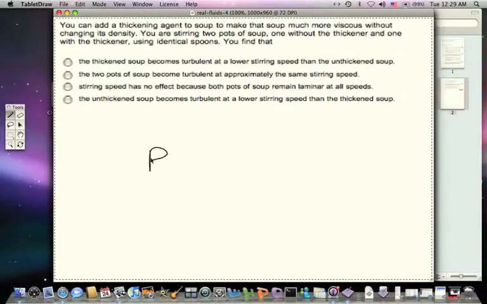And again, this has everything to do with the Reynolds number. Basically, the idea is that you have something that involves inertia as a mass, which really means it's the density of the fluid, depends on the velocity in the numerator. And then down here you have the viscosity. The larger the Reynolds number, basically, the easier it is to get turbulent flow. And so if you have a low viscosity, then you'll get turbulence at a lower speed. So the idea is the unthickened soup, because the viscosity is quite small, becomes turbulent at a lower stirring speed. And so this is what's going on.